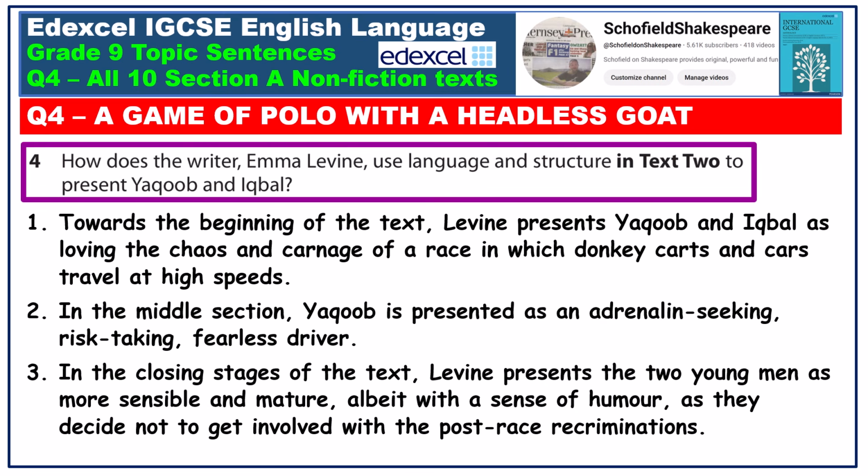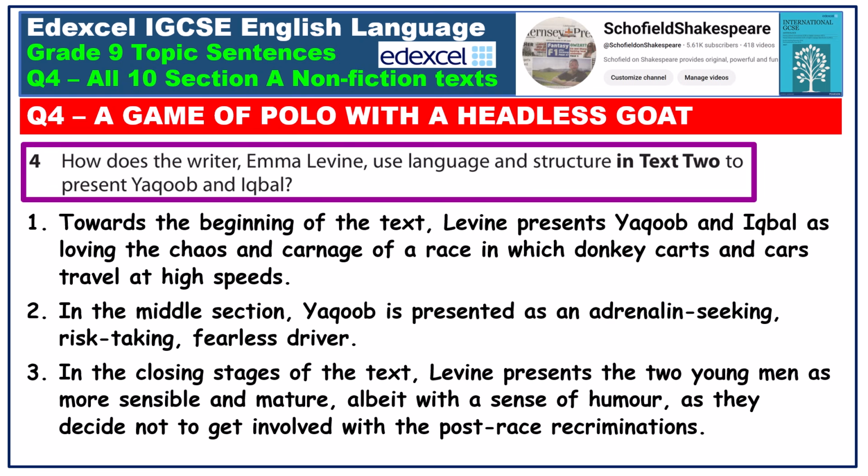Here are my chosen topic sentences. Number 1. Towards the beginning of the text, Levine presents Yaqub and Iqbal as loving the chaos and carnage of a race in which donkey carts and cars travel at high speeds. 2. In the middle section, Yaqub is presented as an adrenaline-seeking, risk-taking, fearless driver. 3. In the closing stages of the text, Levine presents the two young men as more sensible and mature, albeit with a sense of humour, as they decide not to get involved with the post-race recriminations.